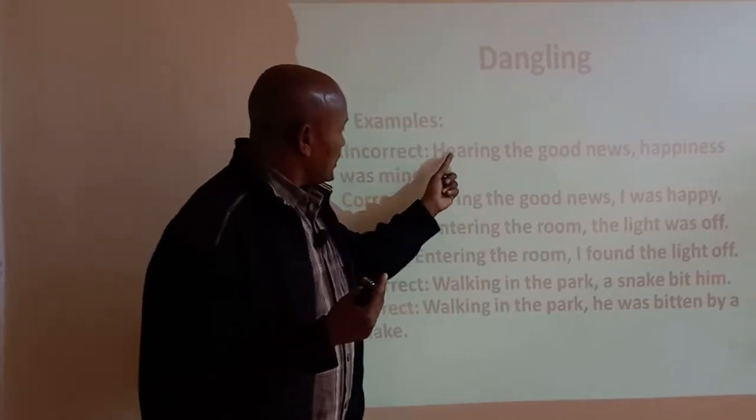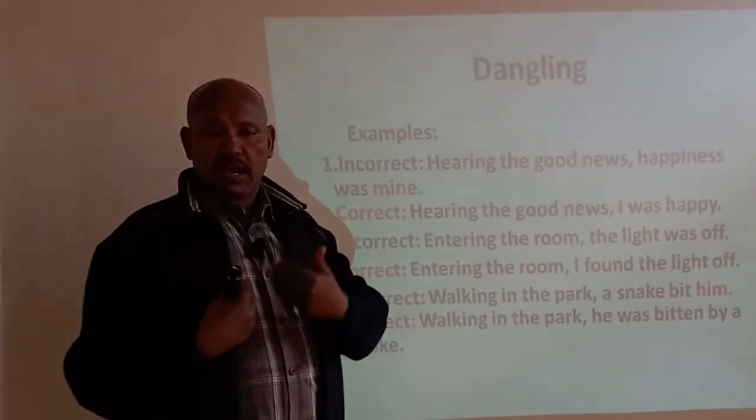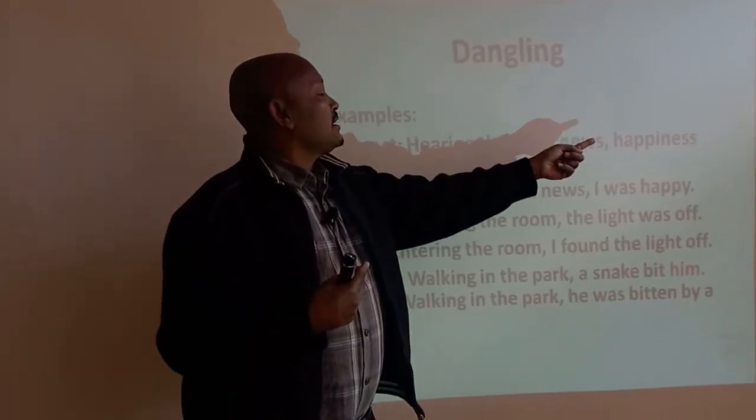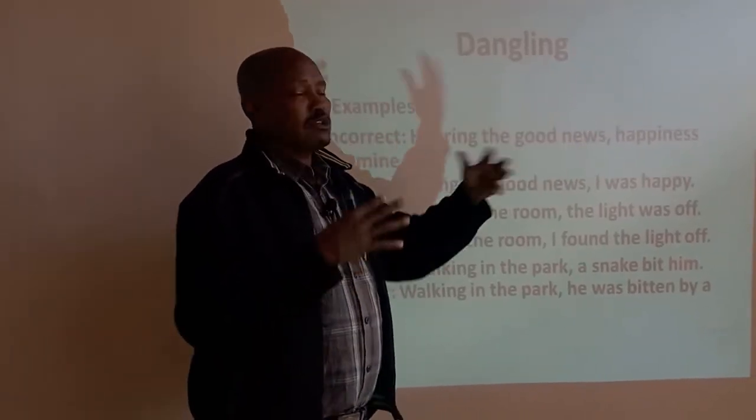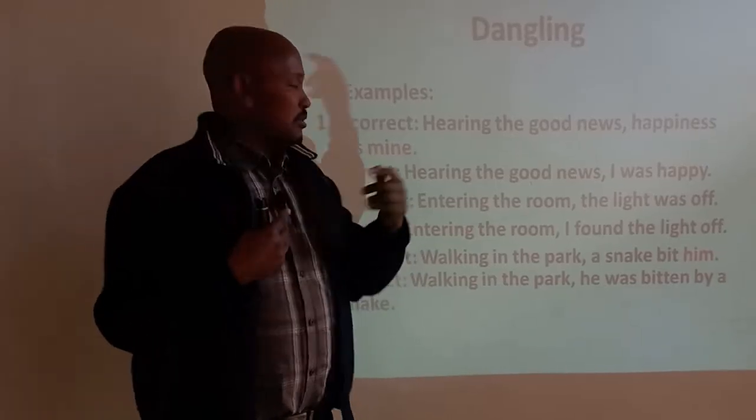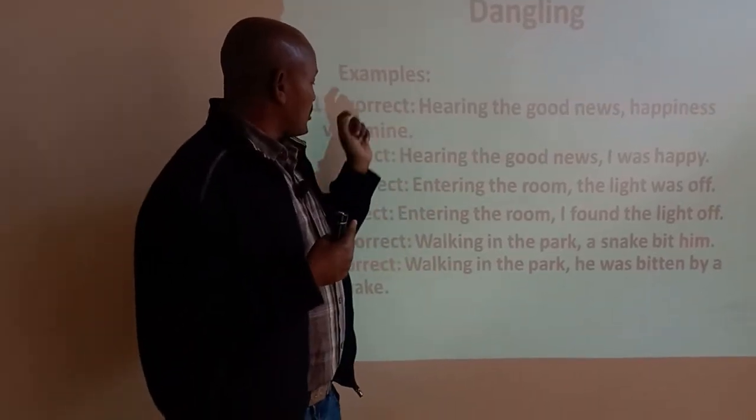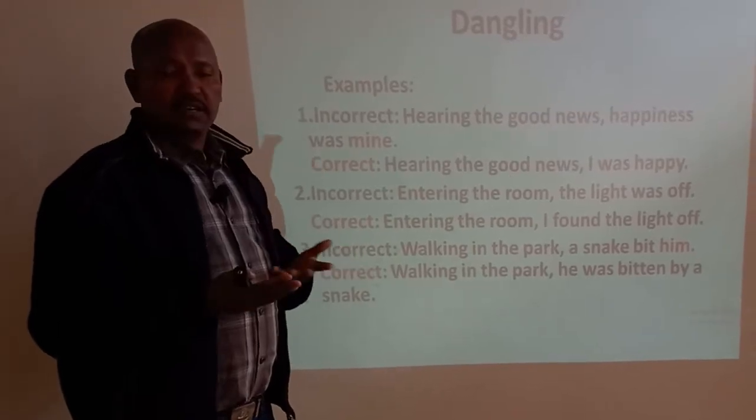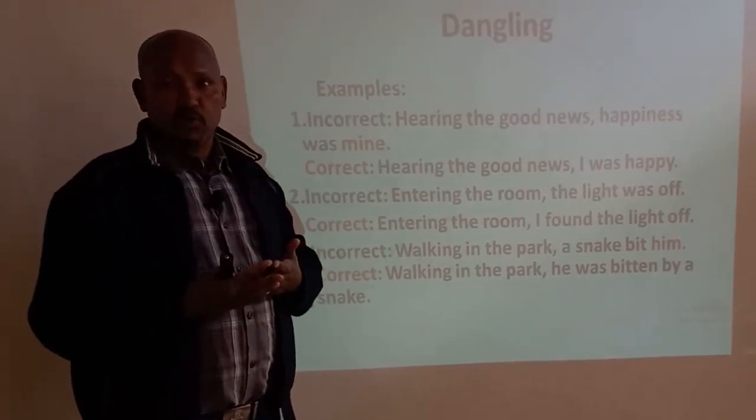So here, hearing the good news, who hears the good news? I myself. So it must be corrected by avoiding happiness with the person I, because I got a clue from this one, I. So here, hearing the good news, I was happy. So correcting the dangling modifier.